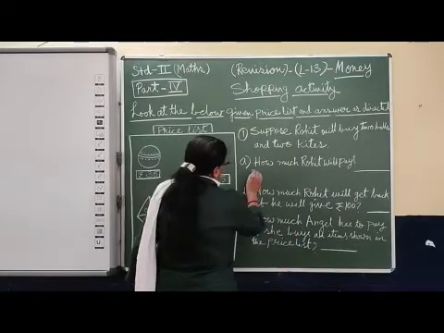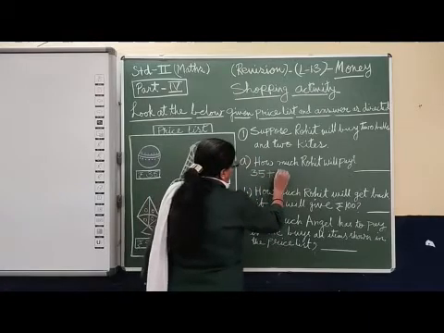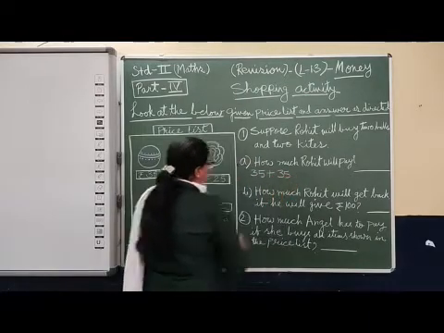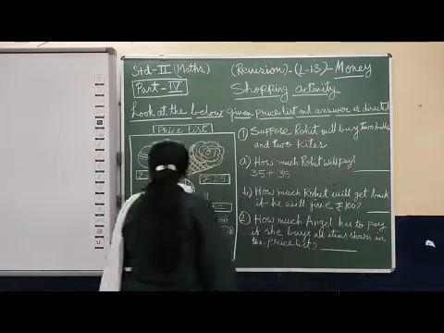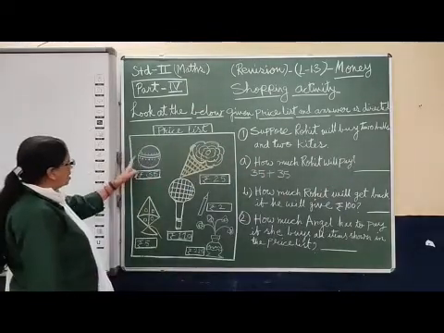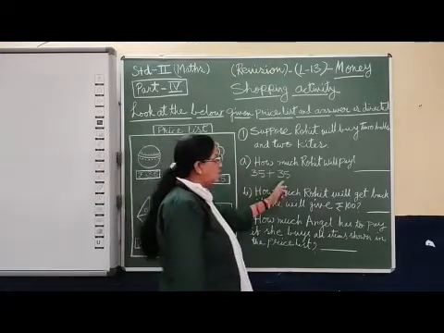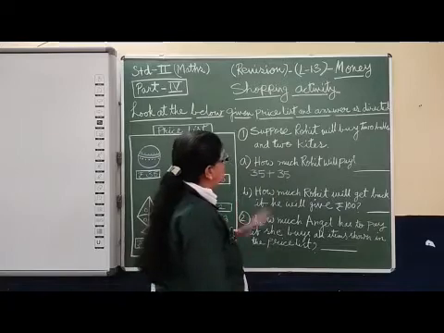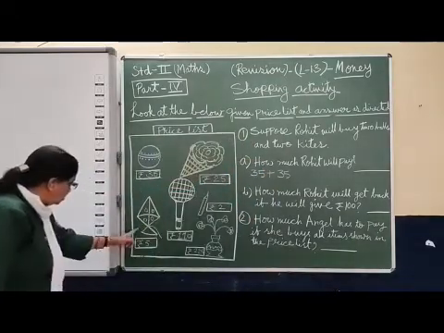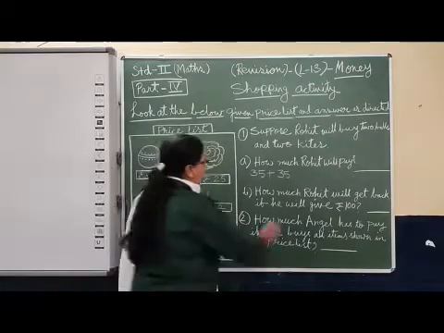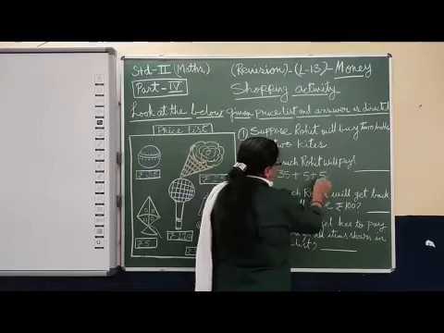So 35 rupees plus 35 rupees. Why 2 times 35? Because he will buy 2 balls and 1 ball costs 35 rupees. He will buy 2 balls. So 35 rupees for 1 ball, and the second ball also 35 rupees. And 2 kites. What is the cost of 1 kite? 5 rupees. You will buy 2 kites. So 5 rupees plus 5 rupees.